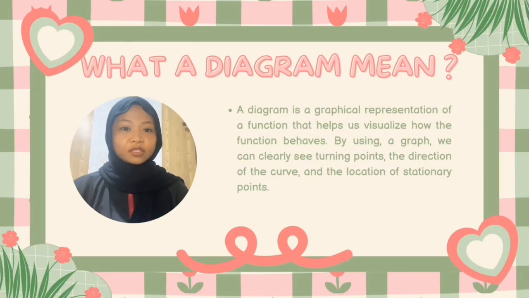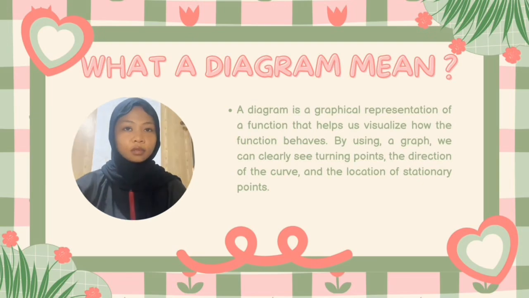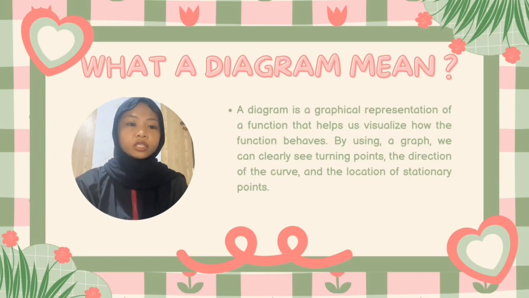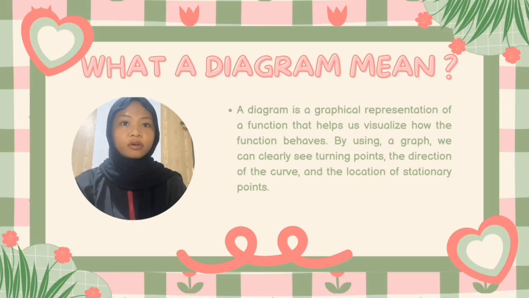Hello, my name is Shafika. Matrix number 07 DKA 25F1046. First of all, let me explain what a diagram means in this question. A diagram is a graphical representation of a function that helps us visualize how the function behaves. By using a graph, we can clearly see turning points, the direction of the curve, and the location of stationary points.